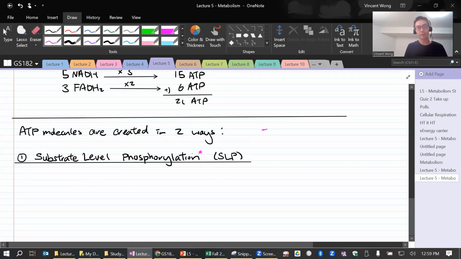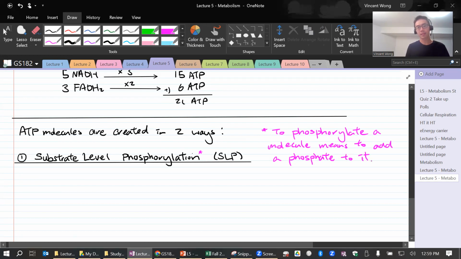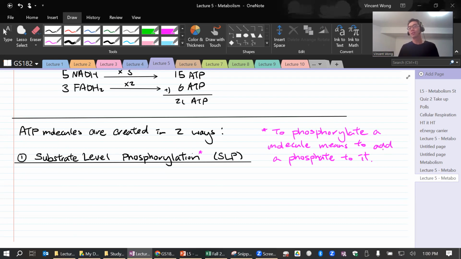Let's put a star here. To phosphorylate a molecule means to add a phosphate to it. That's all it means. It's like biology, they like to use complicated words for simple things. So if you add a phosphate to something, you phosphorylate it. Okay?